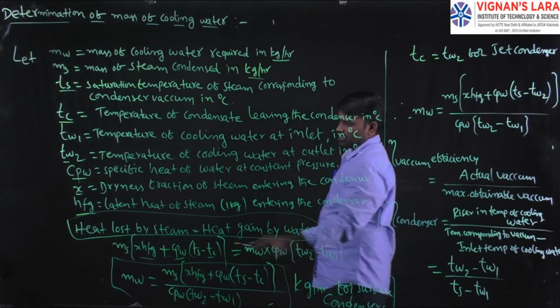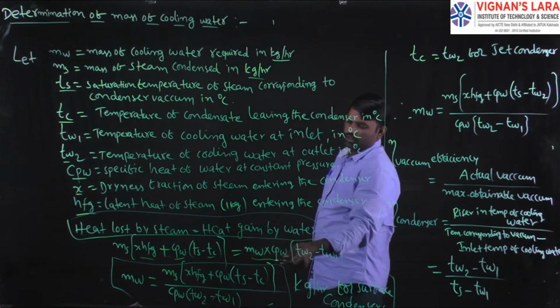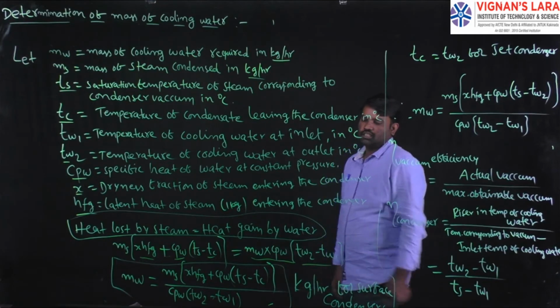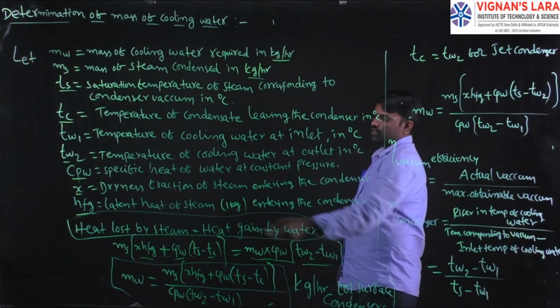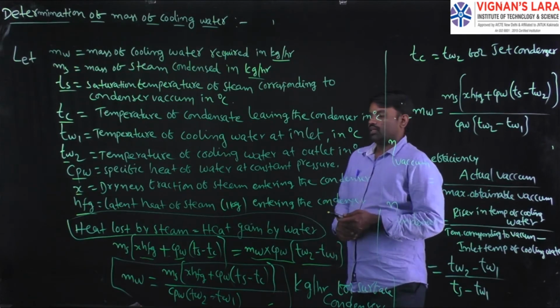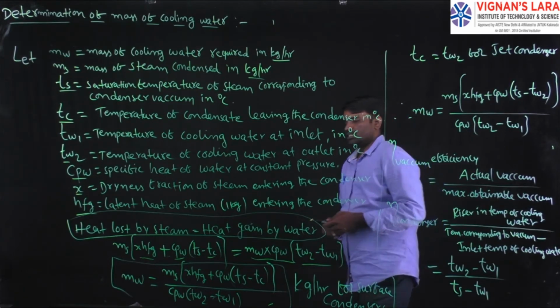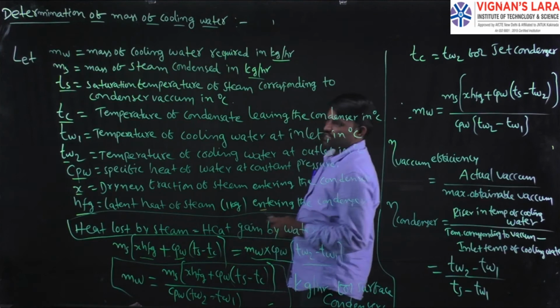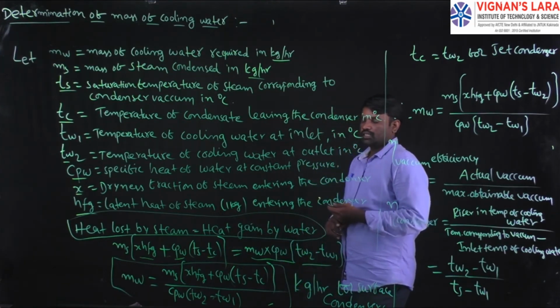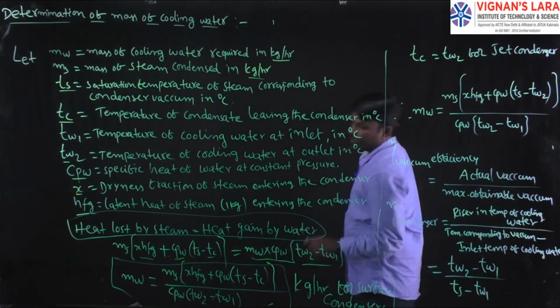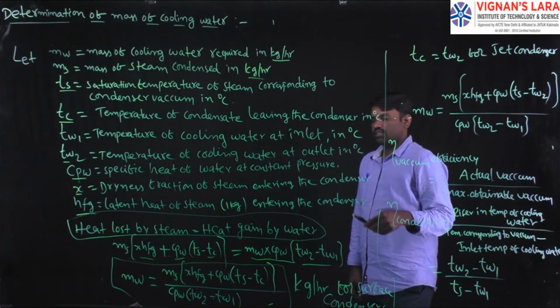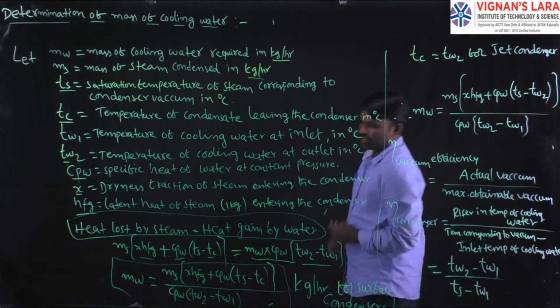Ts minus Tc is equal to mw into cpw into (tw2 minus tw1). That means this quantity of heat is absorbed by the cooling water from the exhaust steam. The exhaust steam's initial temperature is Ts and final temperature is Tc. After the condensation process the temperature of steam decreases to Tc, and before condensation the temperature of steam is Ts, that is the highest value.